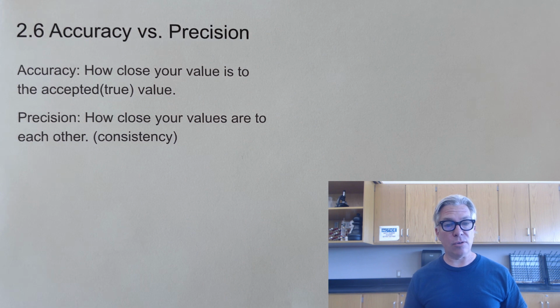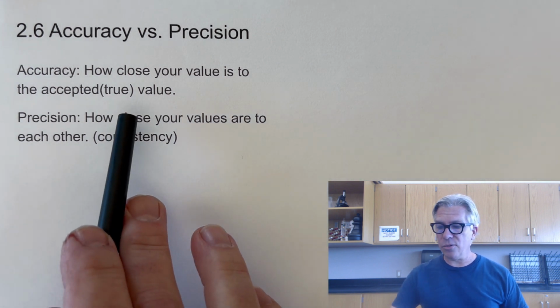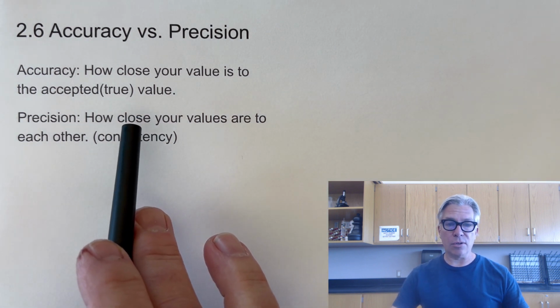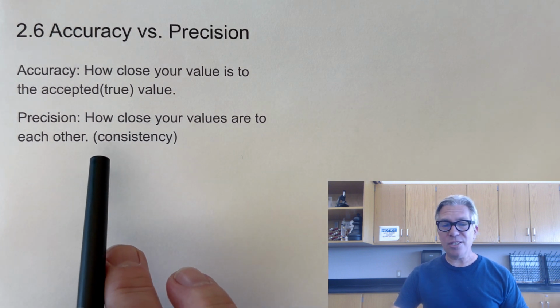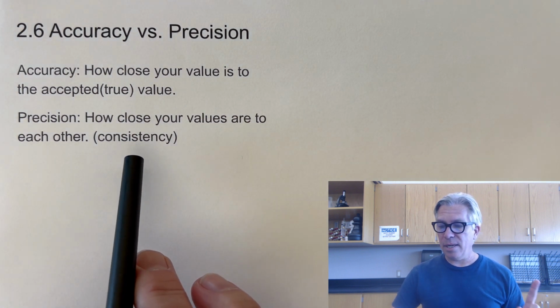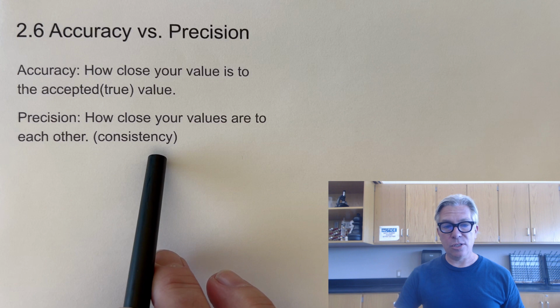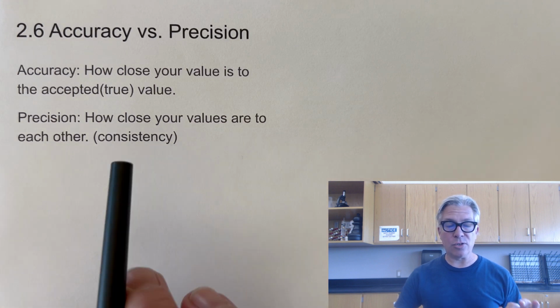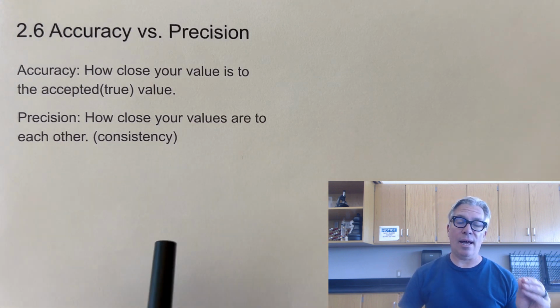It's actually not true. Accuracy, yes, is how close you are to the accepted or true value. How close you are, that's accurate. But precision is something completely different. It's how close your values are to each other. And that's a measure of consistency rather than accuracy.